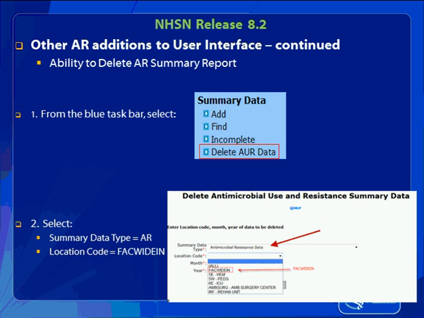You'll also be able to delete the AR summary report. It's very similar to the AU deletion. From the blue taskbar, you would select Delete AUR Data, and it brings you into the next screen. You would select the summary data type would be AR, and the location code would always be FACWIDE-M, and you would be able to delete the summary report that way.